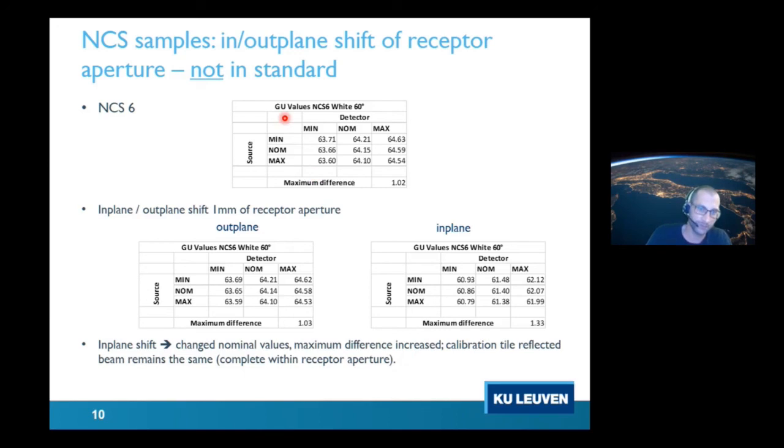Then if we move it out of the plane by 1 millimeter, you see that these nominal values stay quite the same. We still have the same nominal gloss values, so these are comparable, and these maximum differences are also comparable. But if you change it in the plane of your incident angle, then the nominal gloss value changes quite a lot. You have a difference of around 3 gloss units.